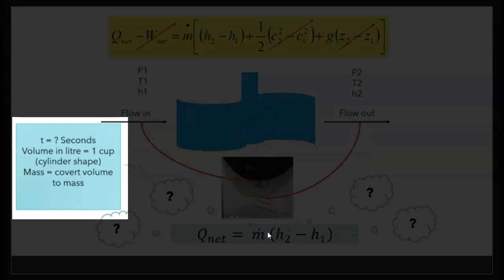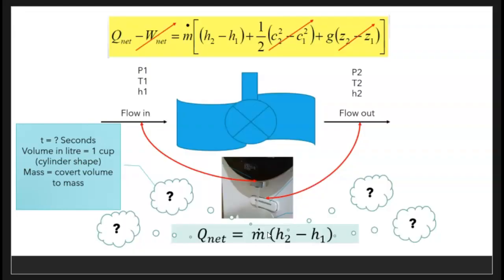And how are you going to do that exactly? You will need a glass or a cup to dispense the water, right? And you need to time how many times it takes to fill up the water inside the cup, right? And then you need to calculate the volume of the cup and convert it into liters. And next you need to convert that liter so that you will get the mass.